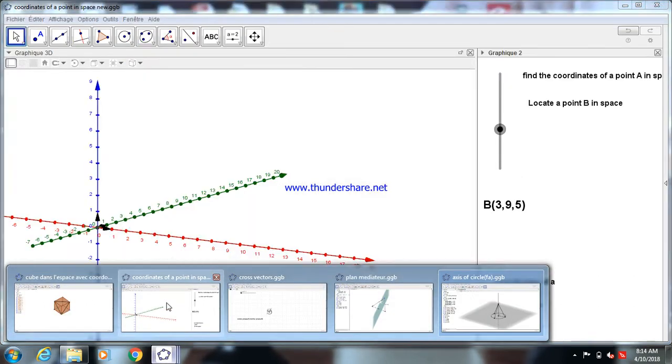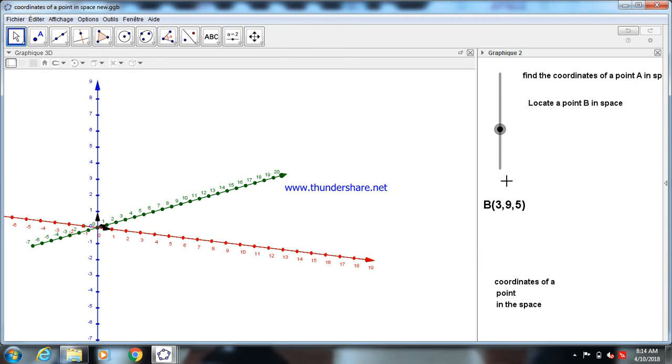Now other activity. Here I will show you how to plot a point in space. Okay, here I have a coordinate system, x prime x, y prime y, z prime z in space, and I have to plot the point B(3, 9, 5). First, I put the abscissa 3. After that, the abscissa 3 is the point K.